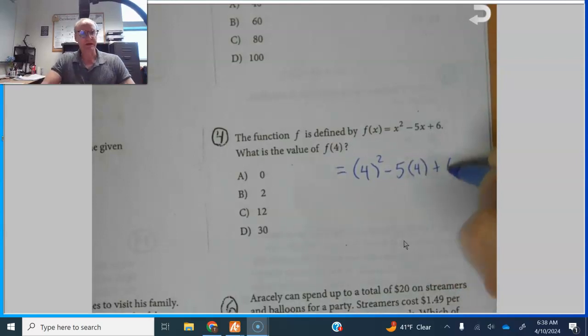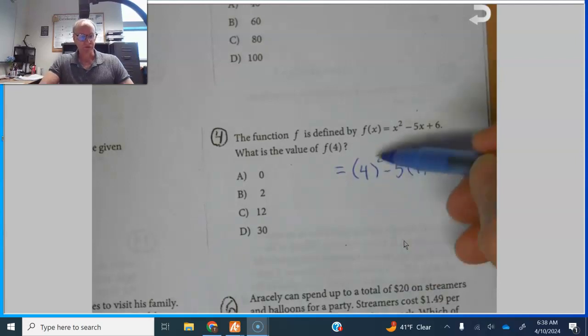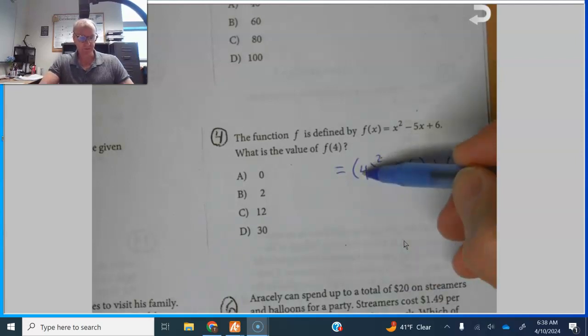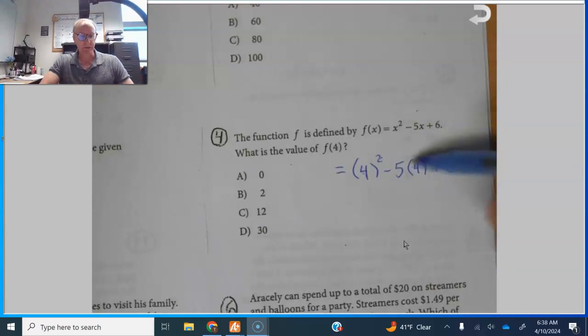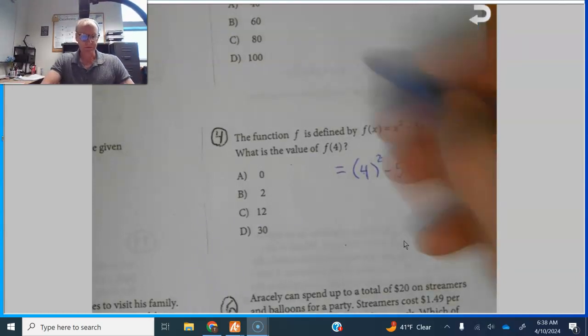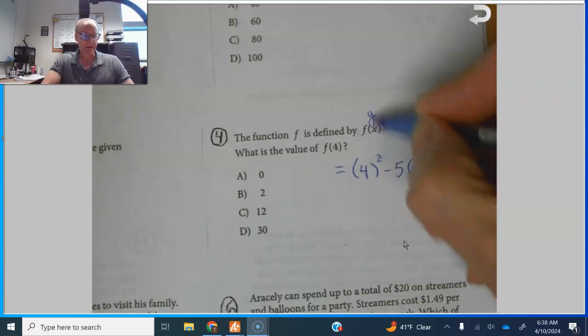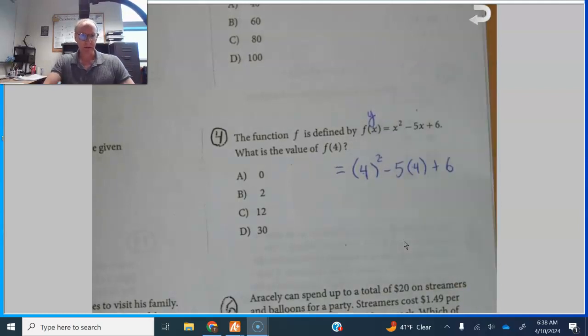Notice that I put it inside parentheses. Now it's just an order of operation problem. You have to square the 4 times 4. You have to subtract the 20, and then you have to add the 6, and you will get a value. This is also the y value because f of x and y mean the same thing. There we go.